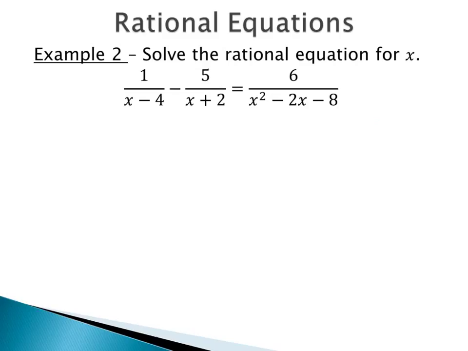So with a linear equation, we can still have fractions, but the x would not be in the denominator. It would either be in the numerator or out to the side of the fraction. So a rational equation happens when we have one x or multiple x's in our denominators of the fraction.